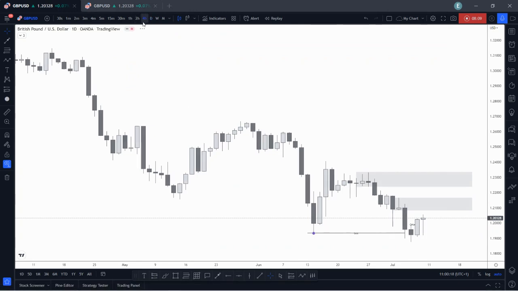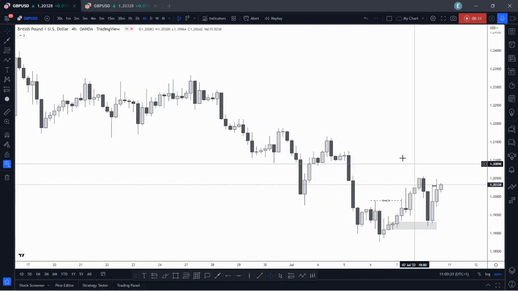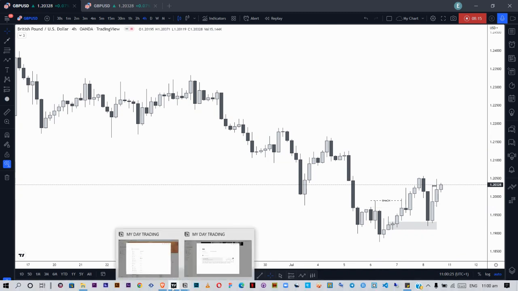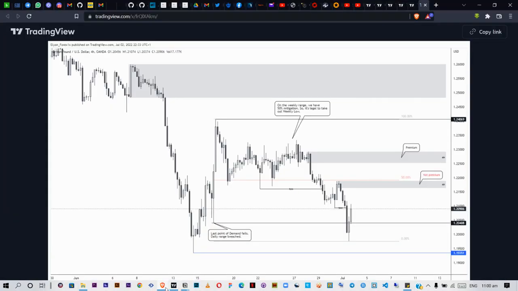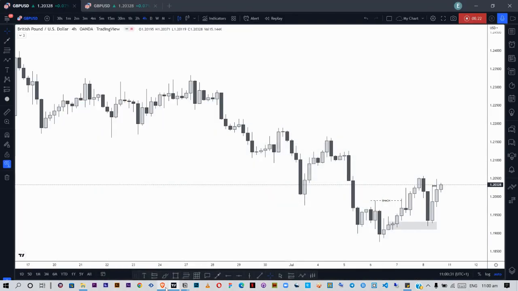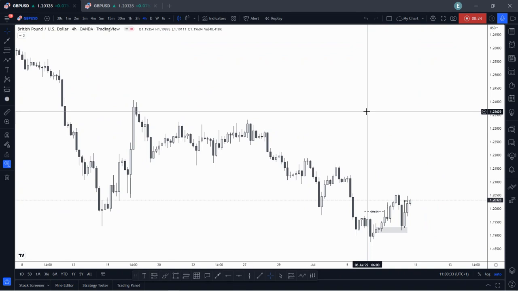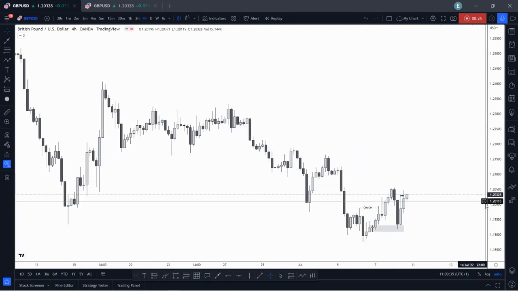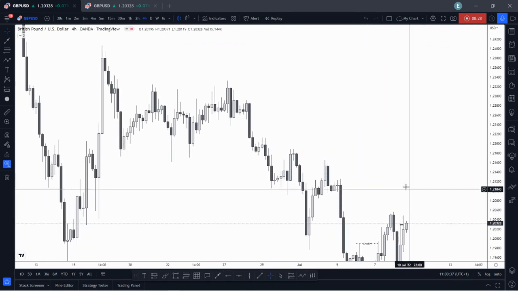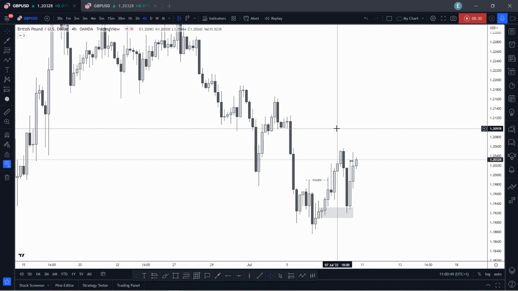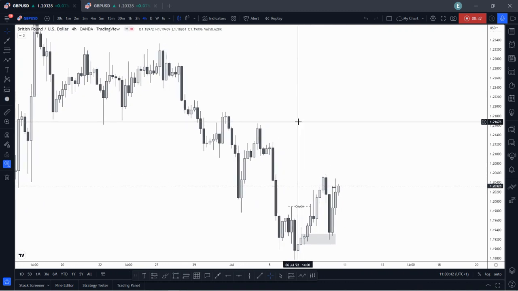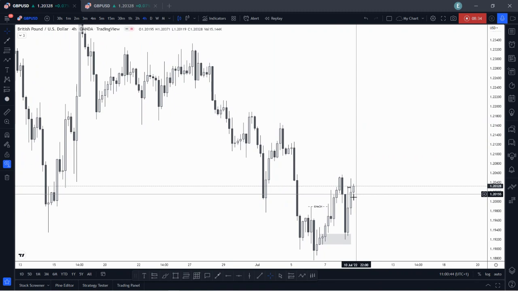So 4 hours. Let me see. Okay, 4 hours, that's around 1.21500. Where is it? All right. Sorry, I was looking at this page.